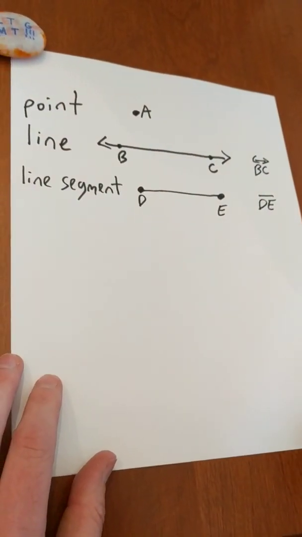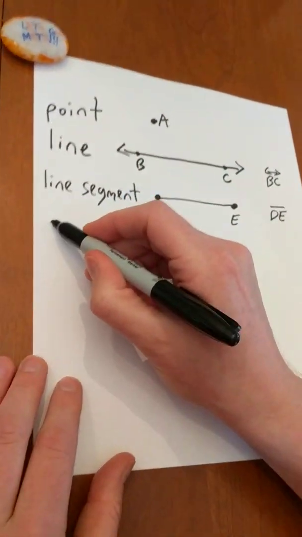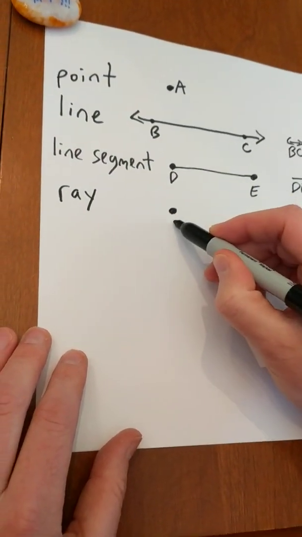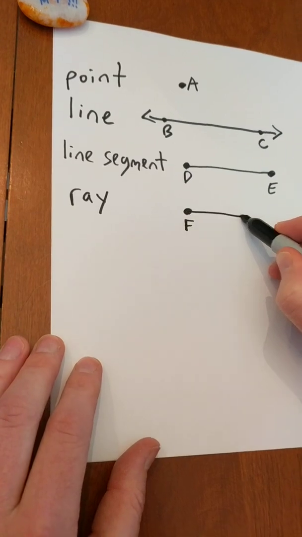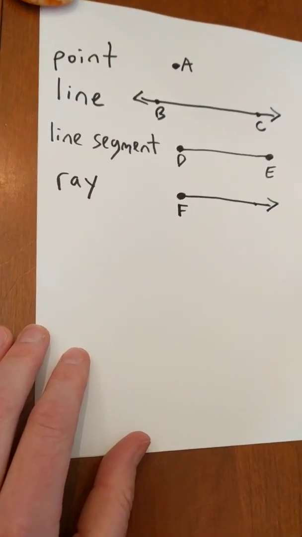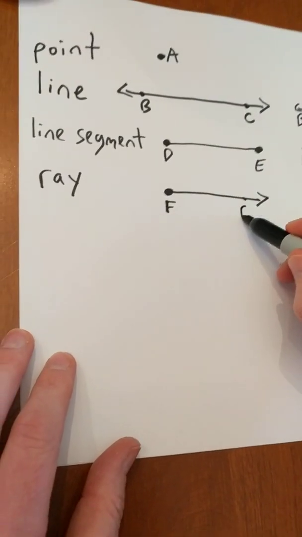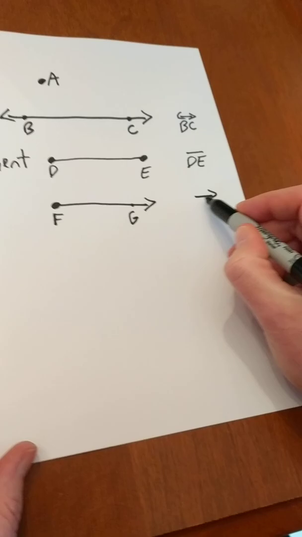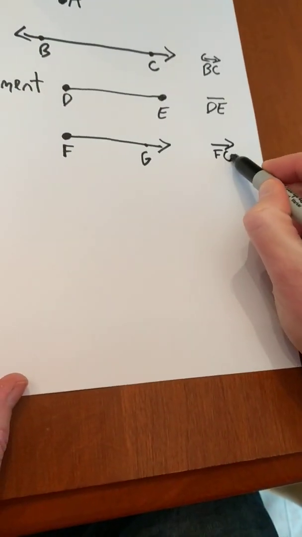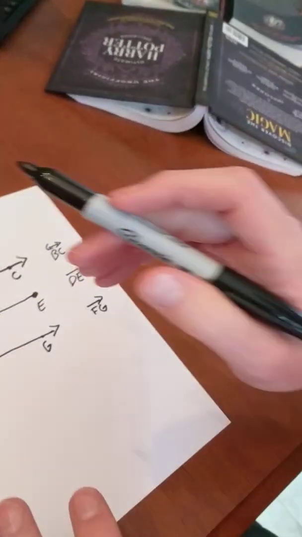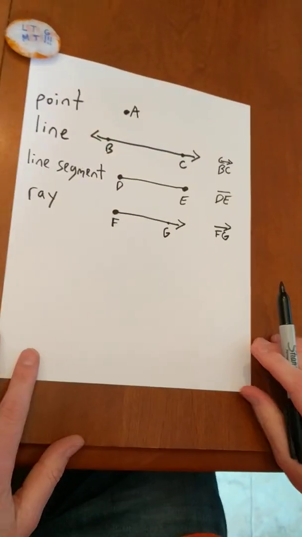And then the last thing we're going to look at is a ray. A ray starts at an endpoint, and then on one side there's an arrow. So this would be ray FG, and it would look just like that. So these are the four main things you're going to see, and you're going to have to identify and draw: point, line, line segment, and ray.